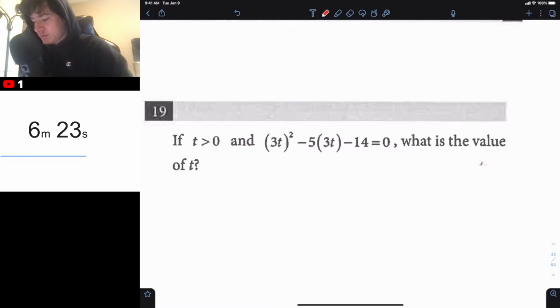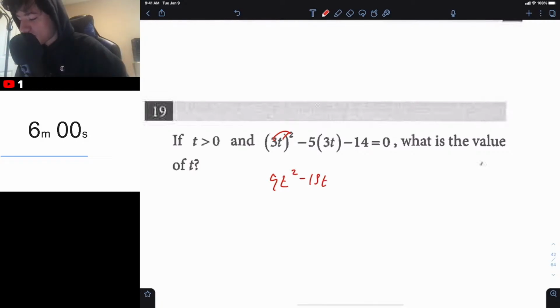All right. Well, that's doable. All we've got to do is simplify a little bit. So 3t squared is actually going to become 9t squared, because the square applies to both the 3 and the t. Don't get confused and say this is 3t squared. It's not. It is 9t squared. So 9t squared minus 15t, right? Because that negative 5 times that 3t minus 14 is equal to 0.